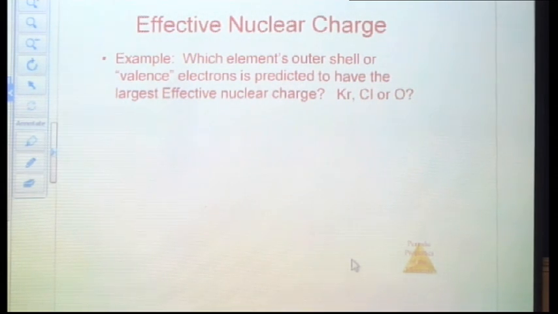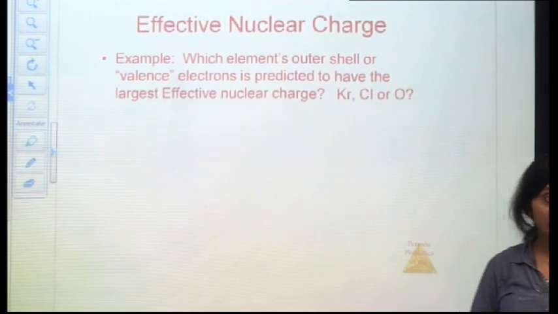Now if we take an example, just think about which element's outer shell or valence electrons is predicted to have the largest effective nuclear charge. Think about potassium.